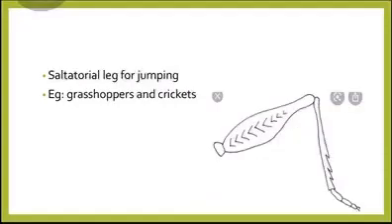The third type of leg is the saltatorial leg, used for jumping, as you can see in grasshoppers and crickets. In grasshoppers and crickets, the hind legs are very large in size, and especially the femur is large because it has strong muscles which, when they contract and then relax, give a spring or thrust to the insect and it jumps.